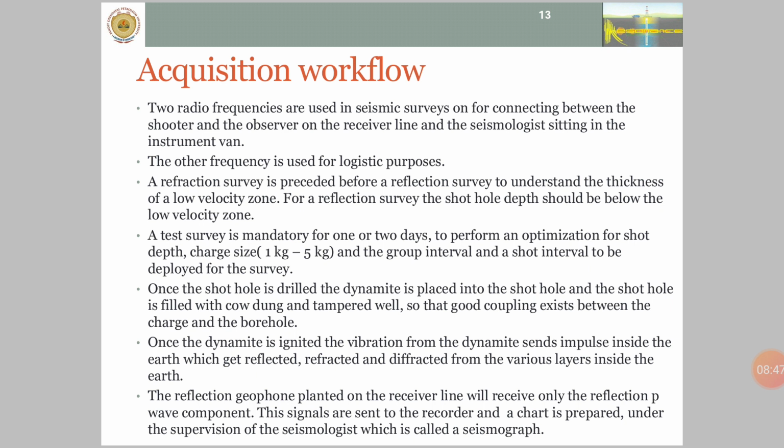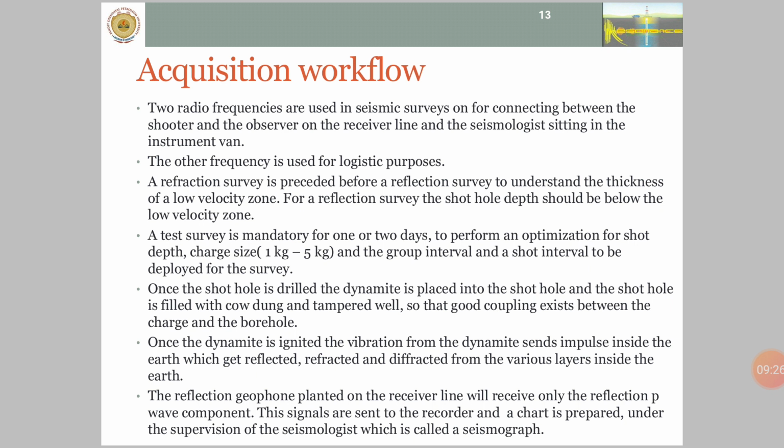A test survey is mandatory for 1 or 2 days to perform an optimization for shot depth, charge size, which can be between 1 kg and 5 kg of dynamite, and the group interval and shot interval to be deployed for the survey. Once the shot hole is drilled, the dynamite is placed into the shot hole, and the shot hole is filled with cow dung and tamped well so that good coupling exists between the charge and the borehole. Once the dynamite is ignited, the vibration from the dynamite sends an impulse inside the earth, which gets reflected, refracted, and diffracted from the various layers inside the earth.